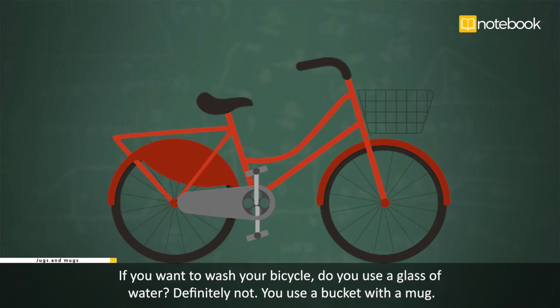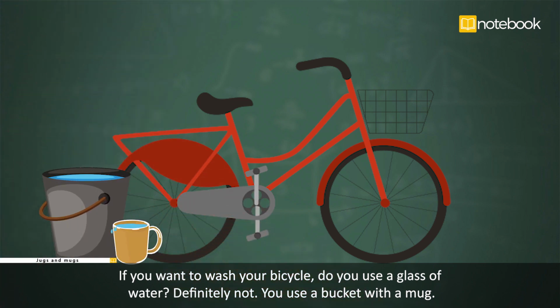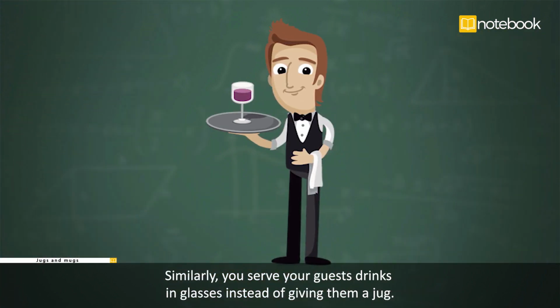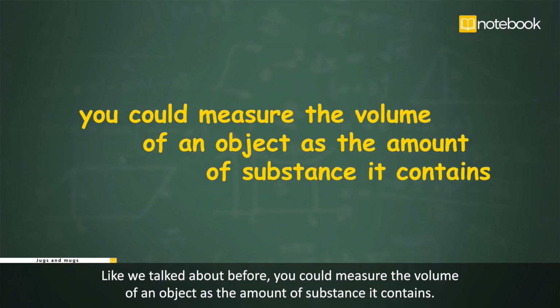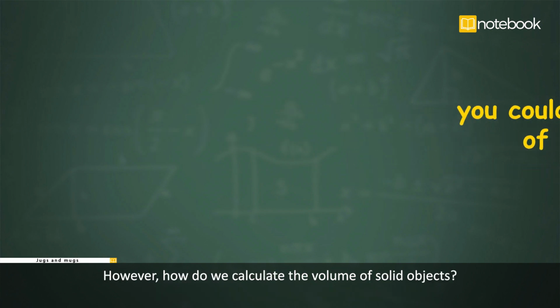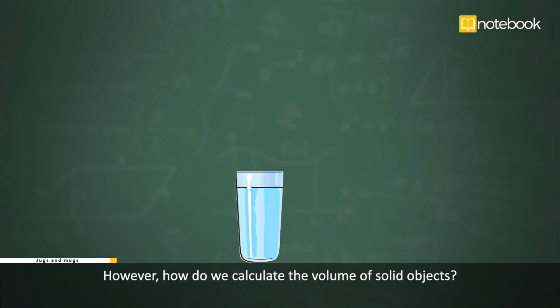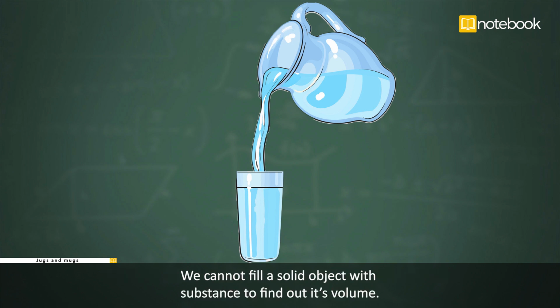If you want to wash your bicycle, do you use a glass of water? Definitely not. You use a bucket with a mug. Similarly, you serve your guests drinks in glasses instead of giving them a jug. Like we talked about before, you could measure the volume of an object as the amount of substance it contains. However, how do we calculate the volume of solid objects? We cannot fill a solid object with substance to find out its volume.